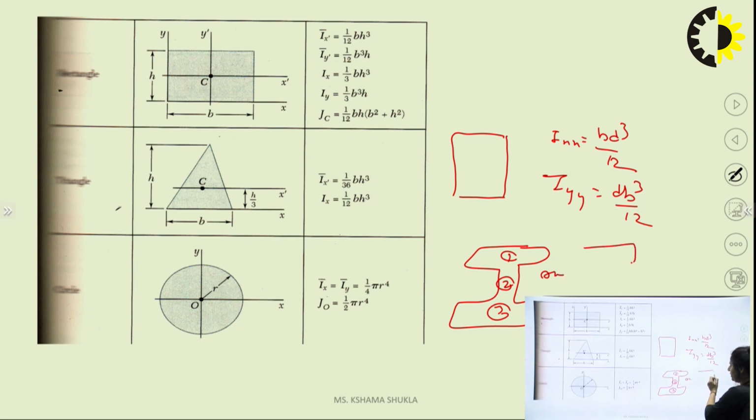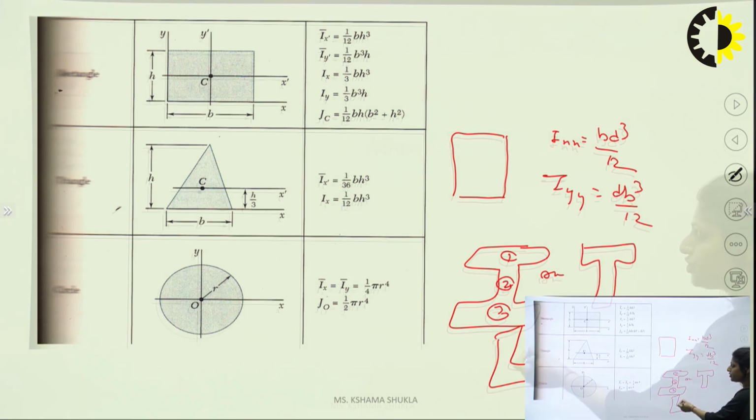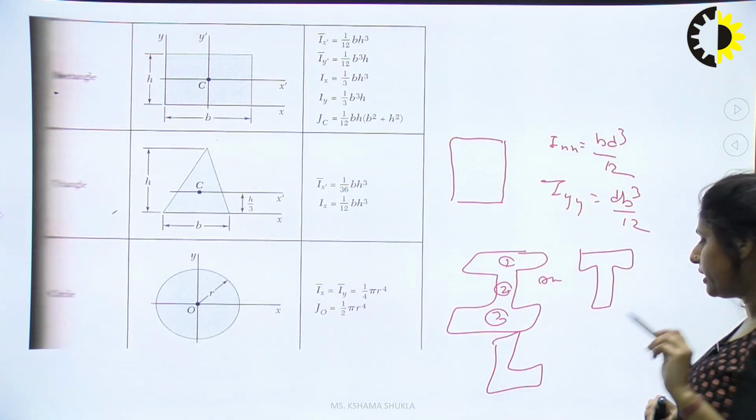Like T section, we need to find out the moment of inertia of T section. We need to find out the moment of inertia of L section. These are the questions that come in AKTU. So we can easily understand that these sections can be made with the help of standard sections, like these 3 sections can be made by the rectangular standard section.